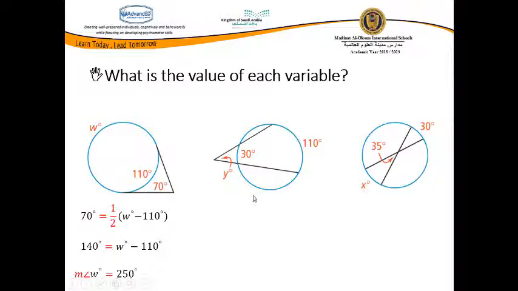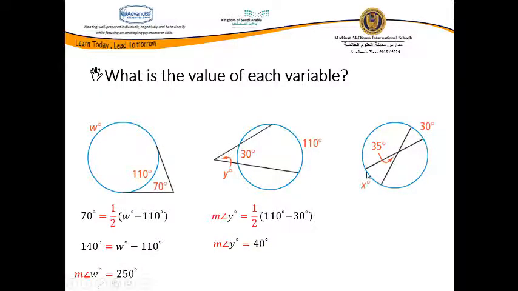Looking at the next one, how do we find the measure of angle Y? This is the same idea. An angle formed by the intersection of the two secants. Then the measure of angle Y equals half the difference, like the first question. The measure of angle Y equals half the difference of 110 and 30. Then the measure of angle Y equals 40.